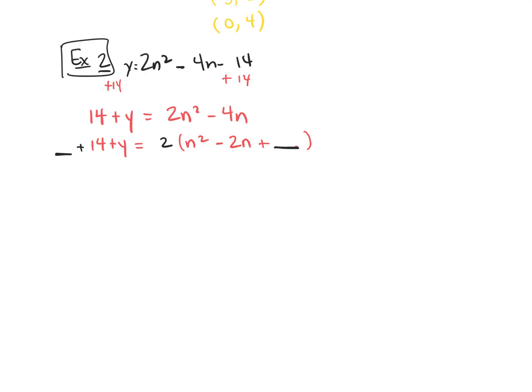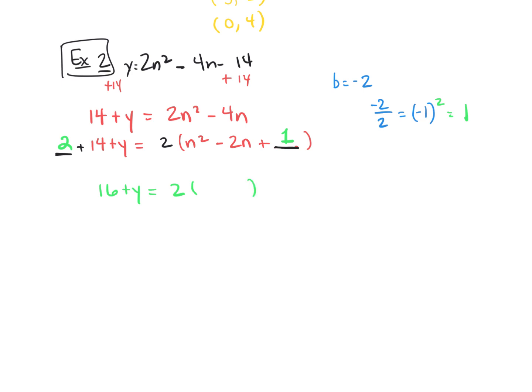So inside the parentheses, find b. b is -2. So I'm going to take -2, divide by 2, and I get a -1. I'm going to square that, and I wind up with 1. I'm going to add 1 here, but I also have to add something over here, again distributing the 2. 2 times 1, I would add a 2 over here. Next, I just want to clean up this other side. So 16 plus y equals 2 times.